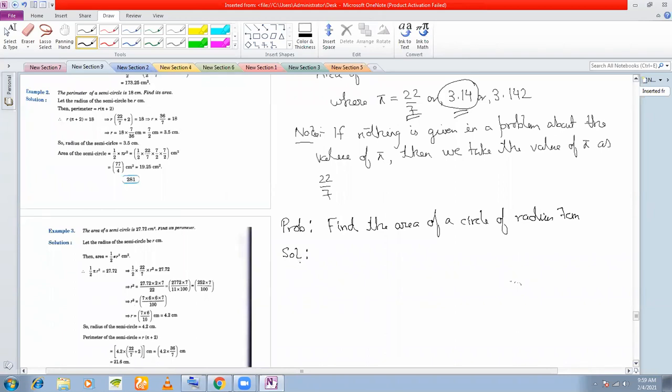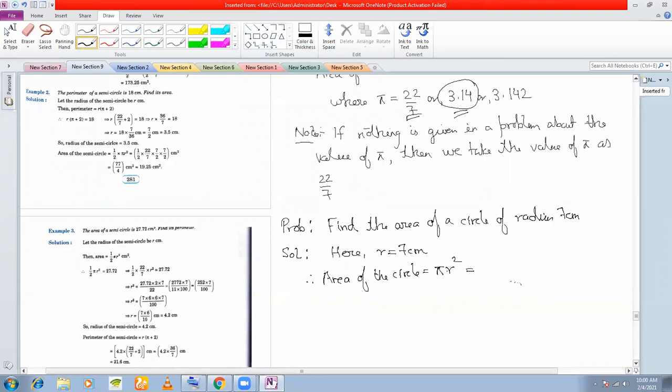Okay. No problem. Find the area of a circle of radius 7 centimeter. Now, what you see here is that no value of pi is mentioned. So we shall first write what is given here. Here r is equal to 7 centimeters. So if radius is 7 centimeters, therefore what should be the area? Must be equal to pi r square.